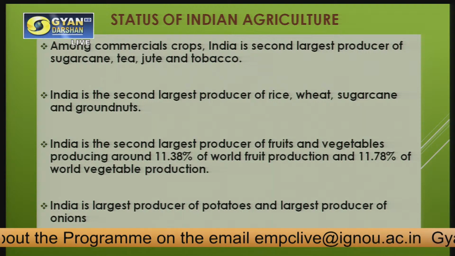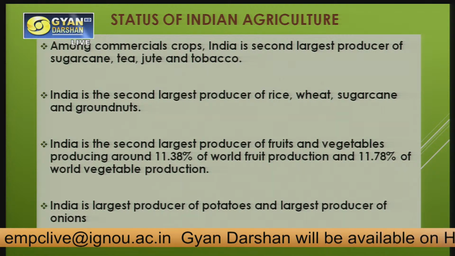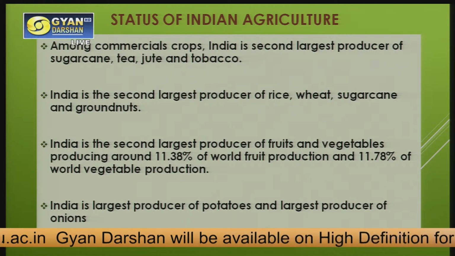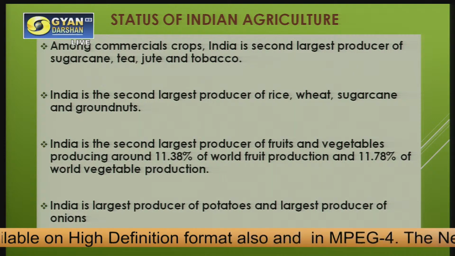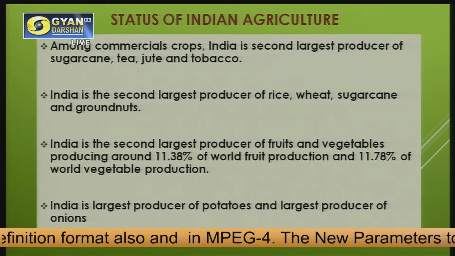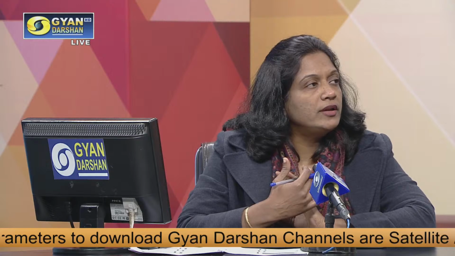India has the second largest area under floriculture, that is flower cultivation, in the world. Now, rose, tuberose, anthurium, carnations and marigolds are some of the important flowers that are produced and exported from India, and India earns around 88.38 million US dollars from the export of flowers. So this is the current status of agriculture in India.